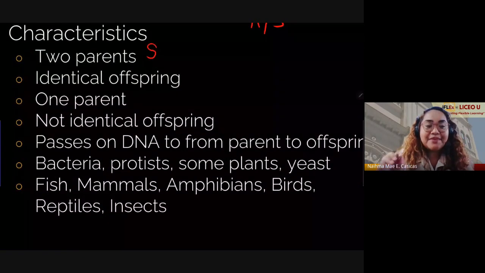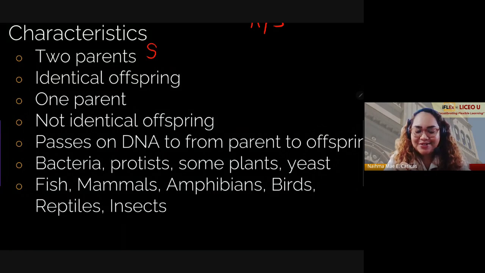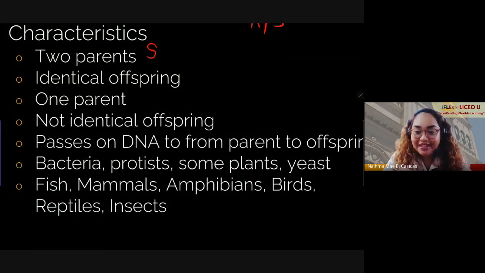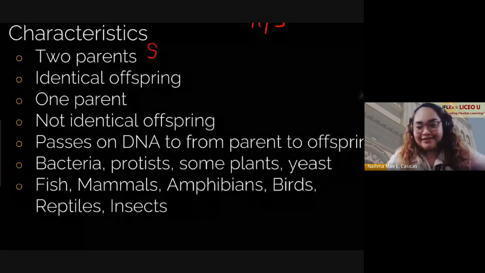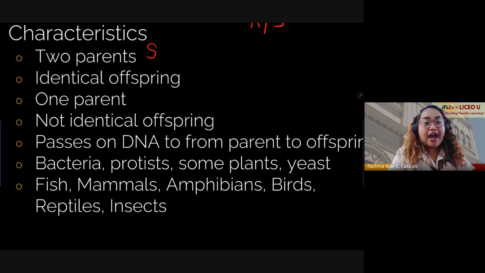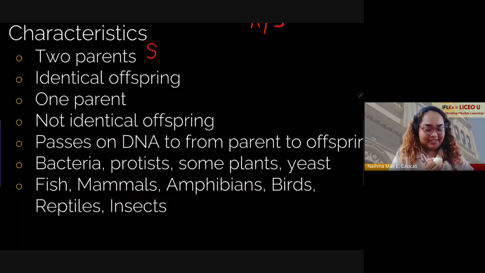Dapat, dili pareho, sorry. Dapat male ang usa, ang usa kay female. So male gamete and female gamete. So it needs to be the two. Dili pwede nga puro ra sila female, walay mabuhat ana. Okay, next is you have an identical offspring, identical to the parent.